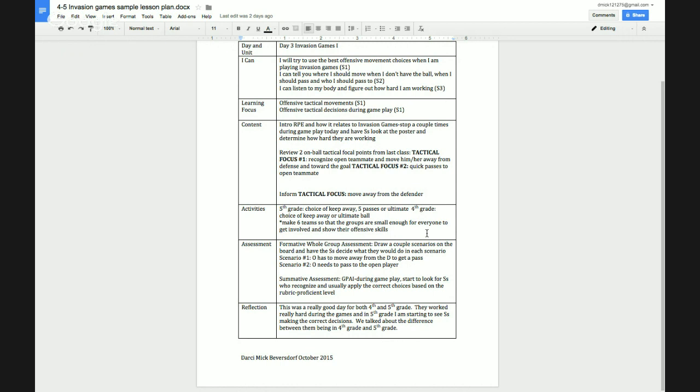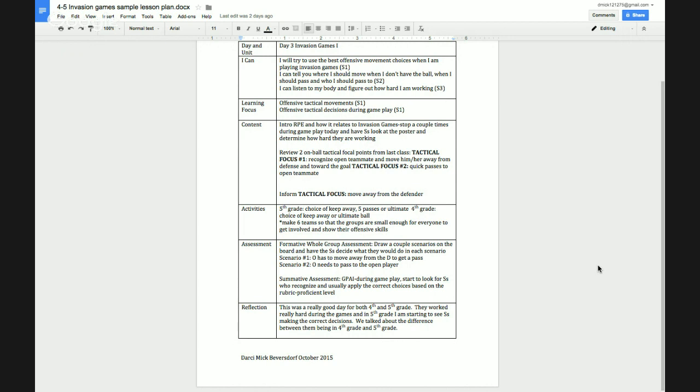I'm sorry. You know what? That should have been keep away or 5 passes. They didn't have ultimate ball for a choice that day because I hadn't taught them ultimate ball yet, and I wanted to teach it first, give them a day to play that, and then come back to choice. So they were doing either keep away or 5 passes in order to really focus on those tactics, offensive tactics.